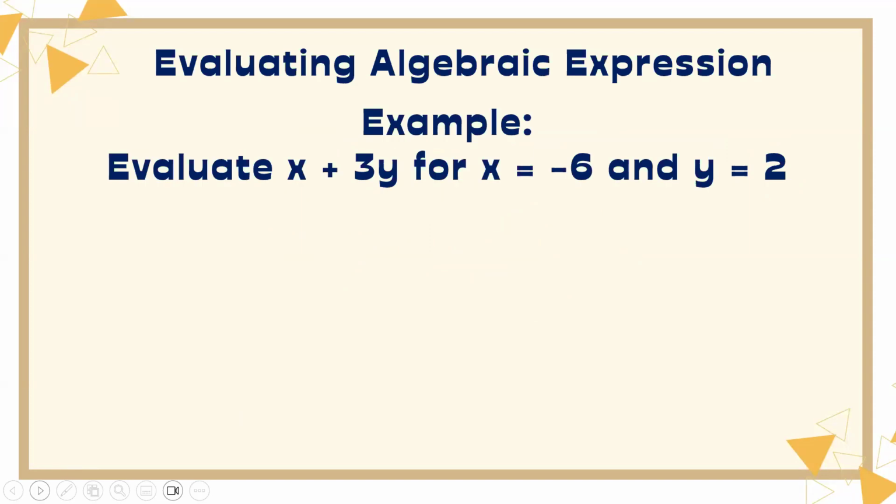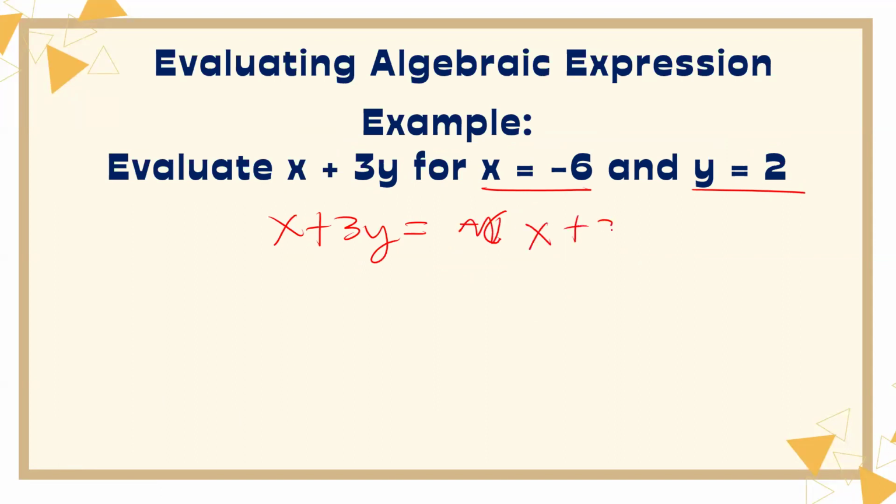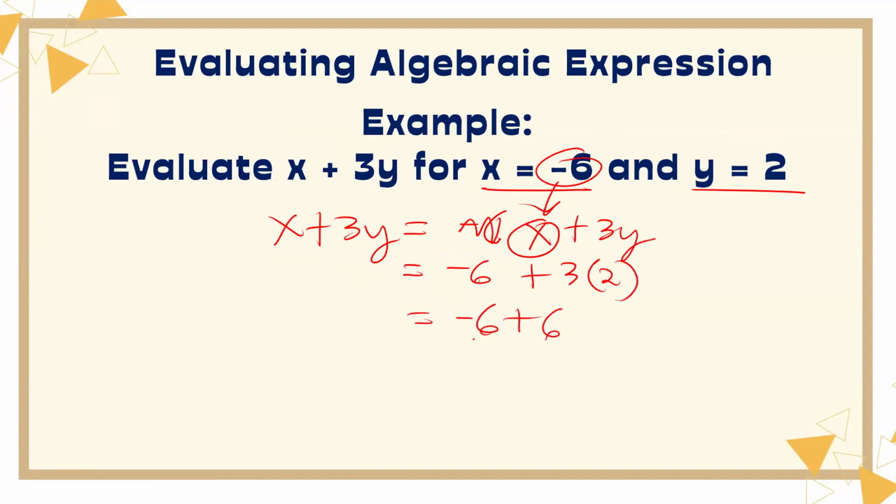Third example, x plus 3y, where x is negative 6 and y equals negative 2. So x plus 3y. Again, what's x? Negative 6. So that's negative 6 plus 3 times 2. So we have negative 6 plus 6. What's negative 6 plus 6? That's simply 0. So that's our answer for this particular example.